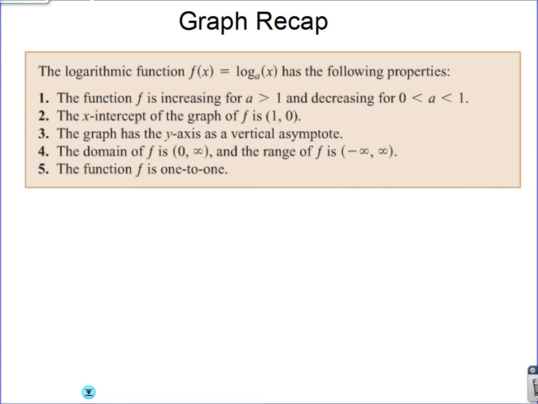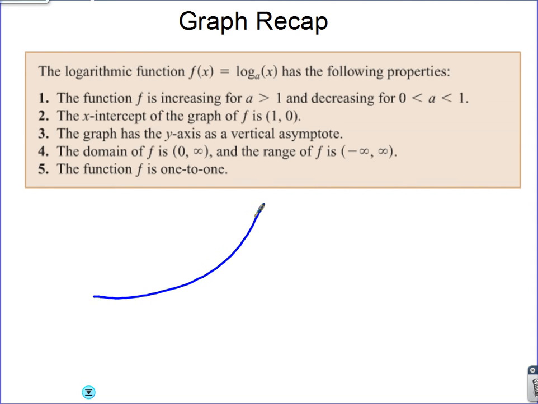So a logarithmic function has the following properties, and notice it's very similar to what we talked about with exponential graphs. The function is increasing for a greater than 1, decreasing between 0 and 1. The x-intercept, instead of being (0, 1) like it was for exponential, is now (1, 0). The graph has the y-axis as a vertical asymptote. Before it had the x-axis as a horizontal asymptote, which 2 to the x power did. Domain and range, notice they're flipped.